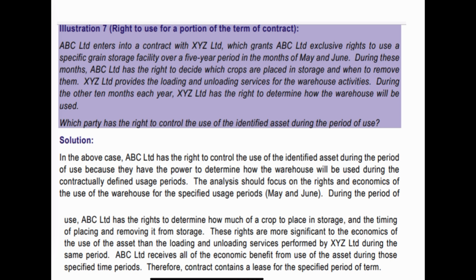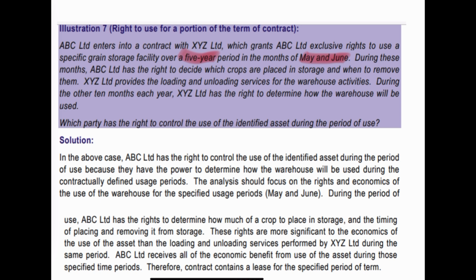Here ABC Limited enters into a contract with XYZ Limited, which grants ABC Limited the exclusive right to use its specific grain storage facility over a 5-year period in the months of May and June. Even though it is a 5-year period, only the lease for the specified months, May and June, will be considered. During these months, ABC Limited has the right to decide which crops are placed in storage and when to remove them. XYZ Limited provides the loading and unloading services for the warehousing activities.